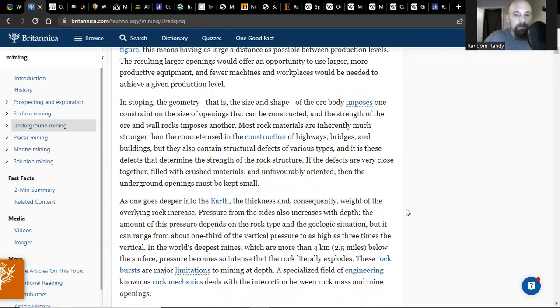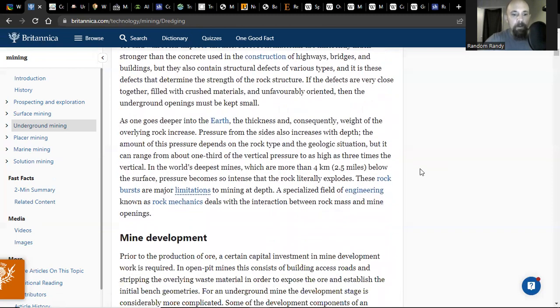Okay, so we will go ahead and just get down. As one goes deeper into the earth, the thickness and the weight of the overlying rock increases, therefore adding pressure. Now, this pressure from the weight of the dirt or the earth above is a very important part of the consolidation of metals, minerals, and so on. Okay, so it's a very important part of this process. Now, mine development.